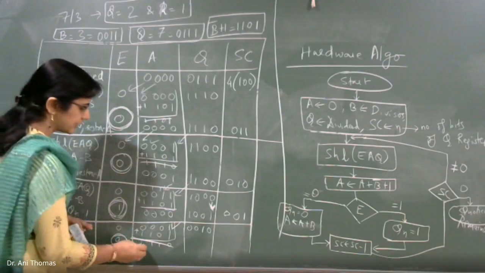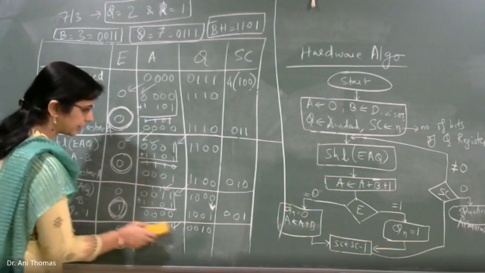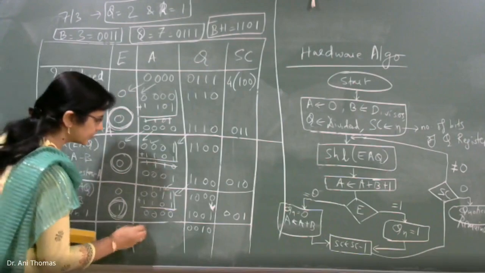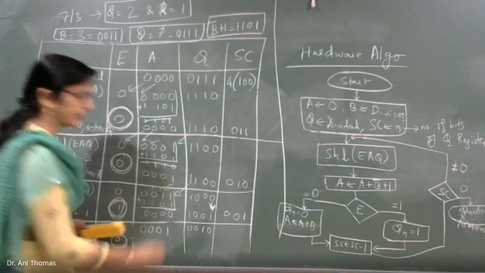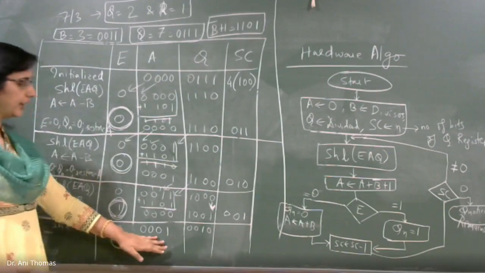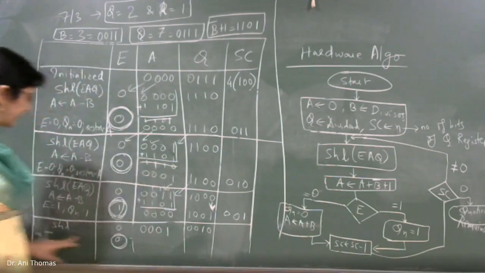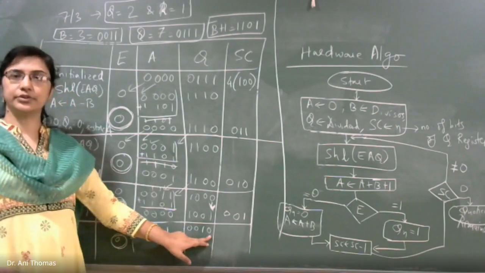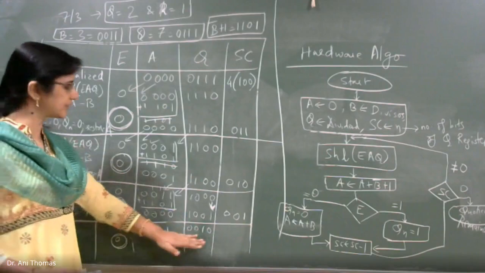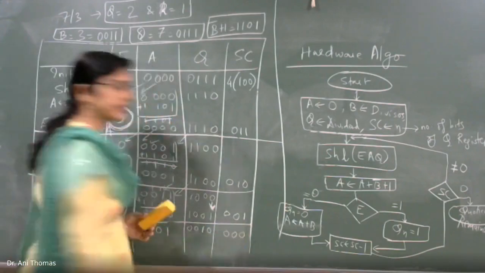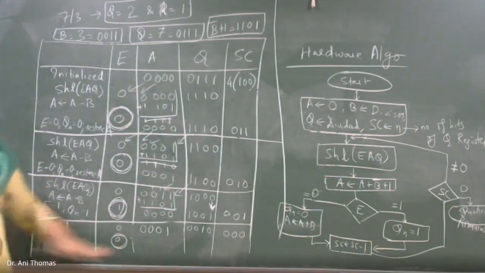Okay. Now what is our value? I don't have space here, so I am rubbing this. I'll write 0, 0, 0, 1. This is our restored value. Okay. And since E is 0, Qn is also 0. So these are our final values. Sequence counter decremented. You are getting 0, 0, 0, and we finish it.